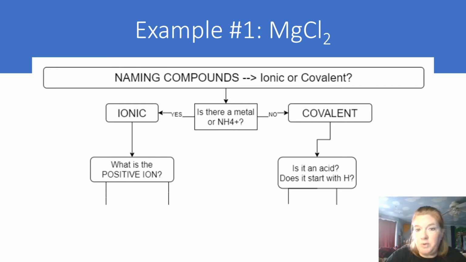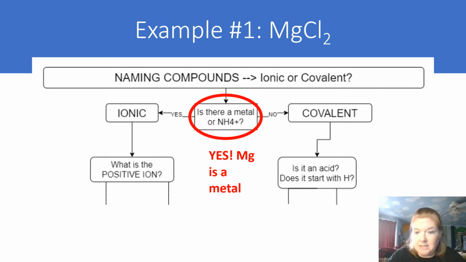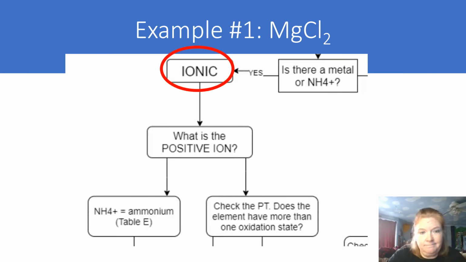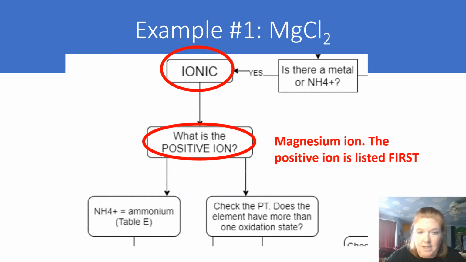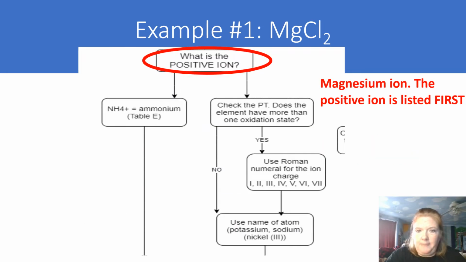So here's our first one, MgCl2. I have to name it. Is there a metal or NH4? Well, yes, Mg is a metal. That means it's ionic. All right, so we're at that step. So what's the positive ion? Well, the magnesium ion, the positive ion, is the one that's listed first. So remember, we're at the positive ion. Now we have to go on.